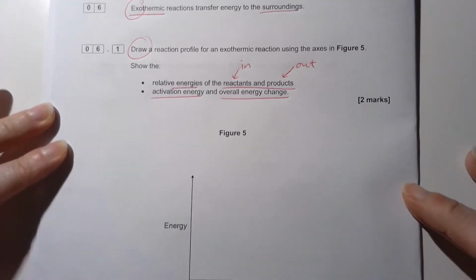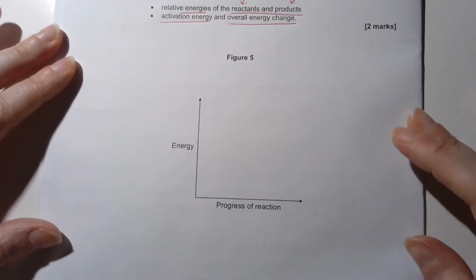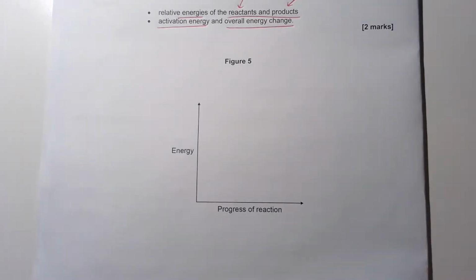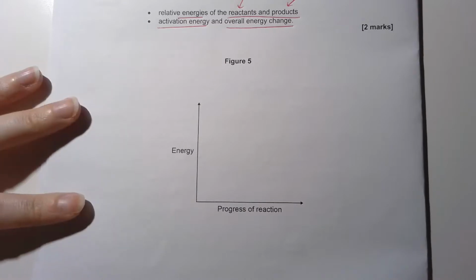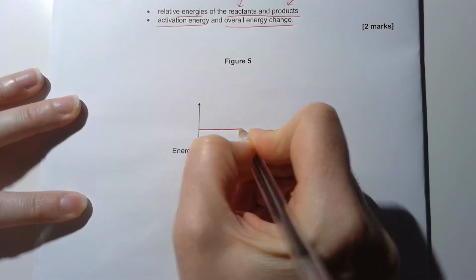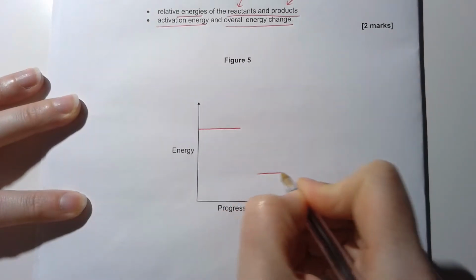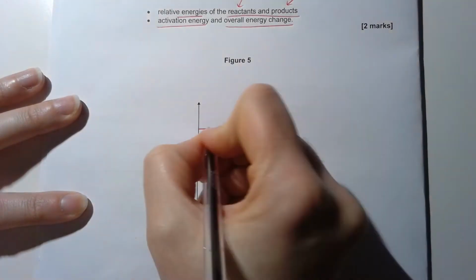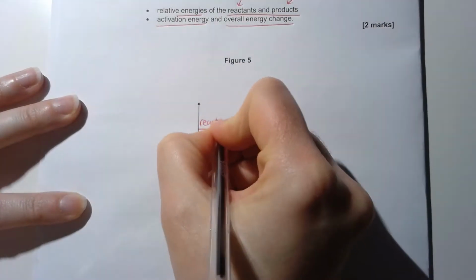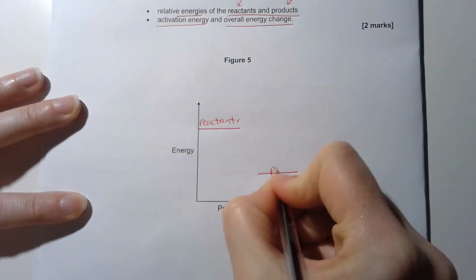Now I would expect you to have to draw this quite quickly. Again, just like with the radius of the atom, this is something you just need to be able to remember and apply and draw in your exam. So because it's exothermic, we know the reactants are going to be much higher than our products. To make sure we know that, we're going to write reactants here and products here.